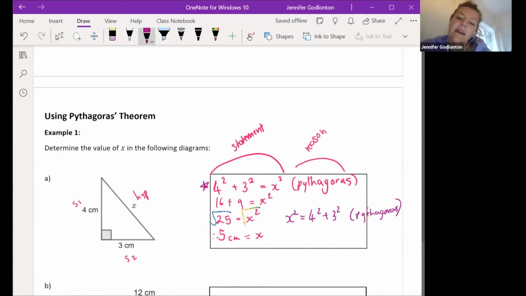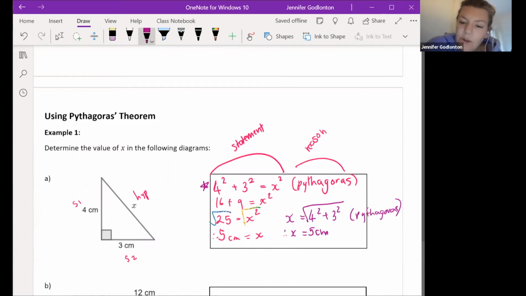Okay. But now, if I don't want the x squared, if I just wanted it to be an x, I could actually just put all of that in a square root sign. And then I can put that into my calculator exactly like that. So I can put my square root sign and say 4 squared plus 3 squared. So exactly like that. And push equals. And you get your answer straight away.